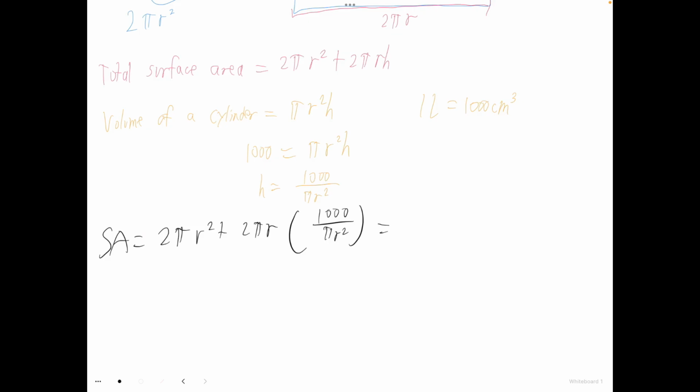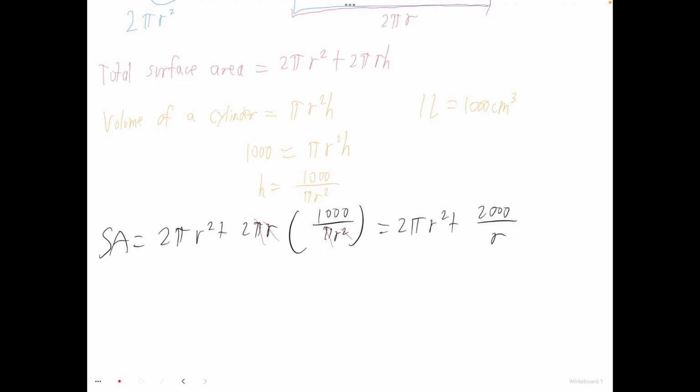Now if we multiply this out, you get 2 pi r squared plus 2,000 divided by r. Things cancel. So the pi here cancels with this pi, and r cancels with one of the r's there. And then 2 times 1,000 is 2,000. So this is then our equation that we want to find the minimum of. And so from this, we're going to take the derivative and do everything like normal.